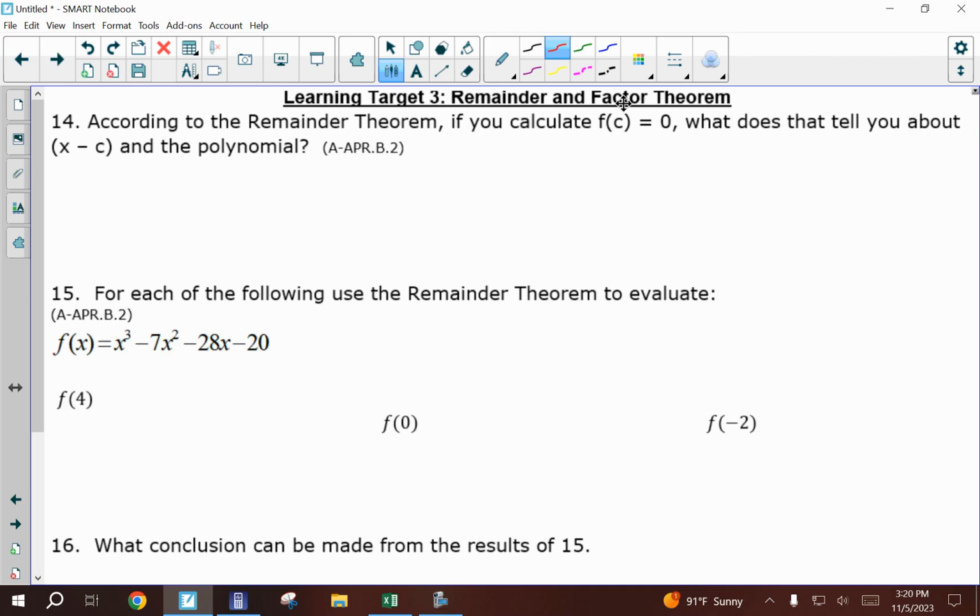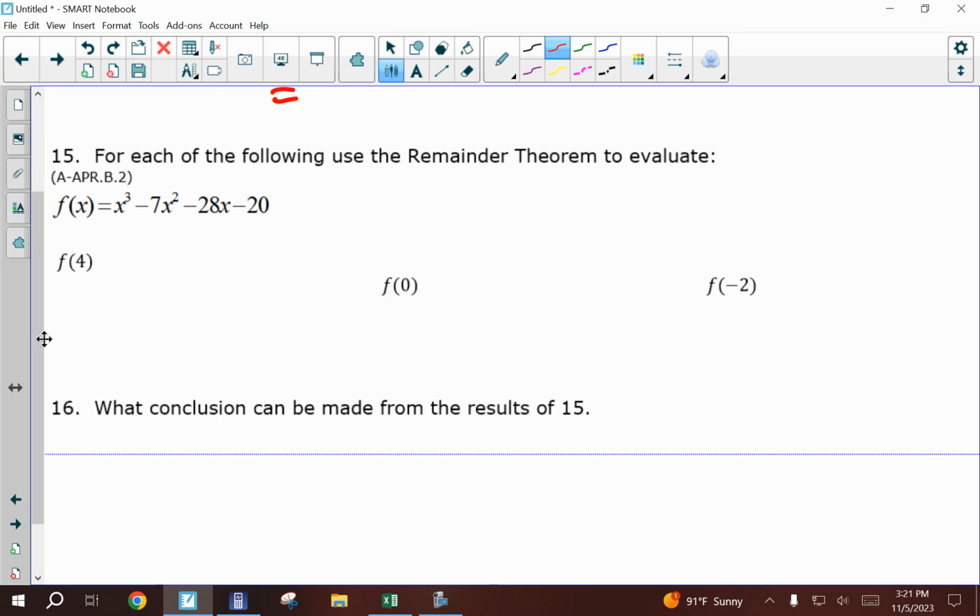So I want to talk about real quick, when f of c gives you 0, that's actually a good thing. So that's telling us that it has a remainder of 0. So that means that x minus c is a factor. Anytime you have a remainder of 0, that means that it divided evenly. So that means that it is a factor. So that's just something you have to remember. If it gives you equal 0, that means that it is a factor. And if it doesn't give you equal 0, that means that it's not a factor.